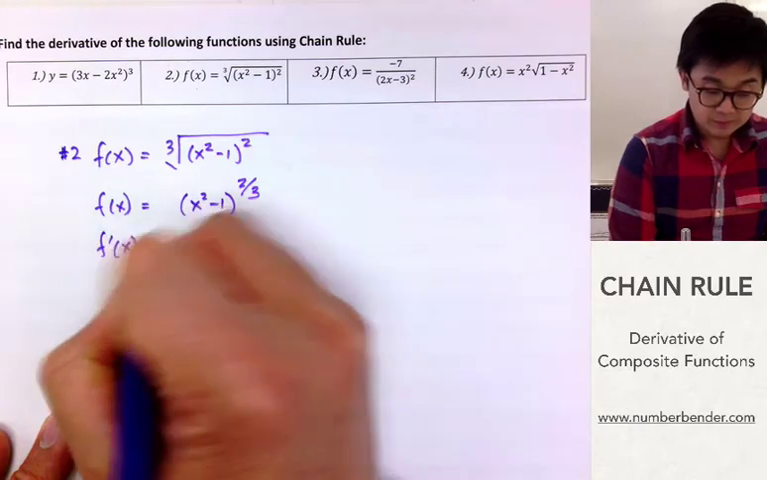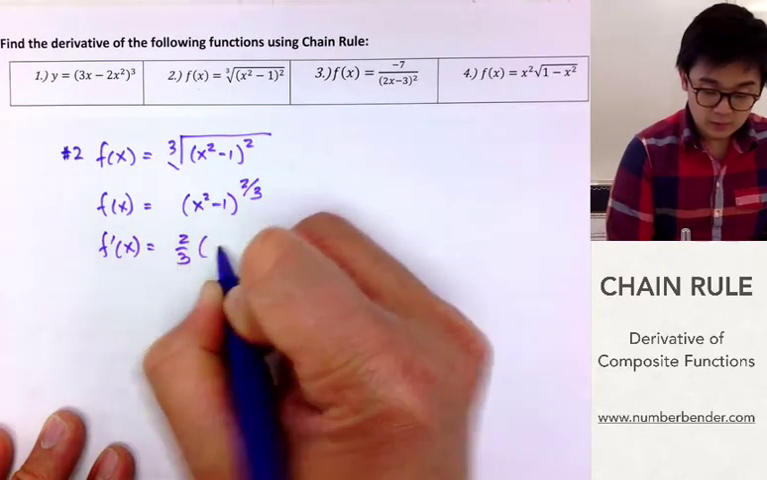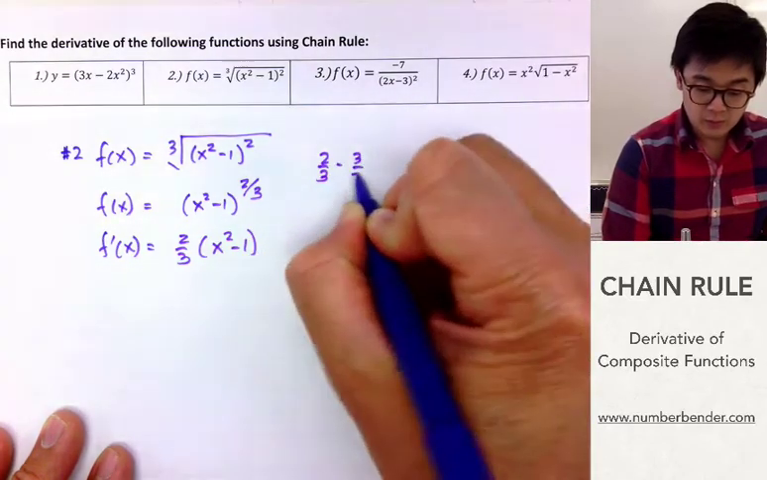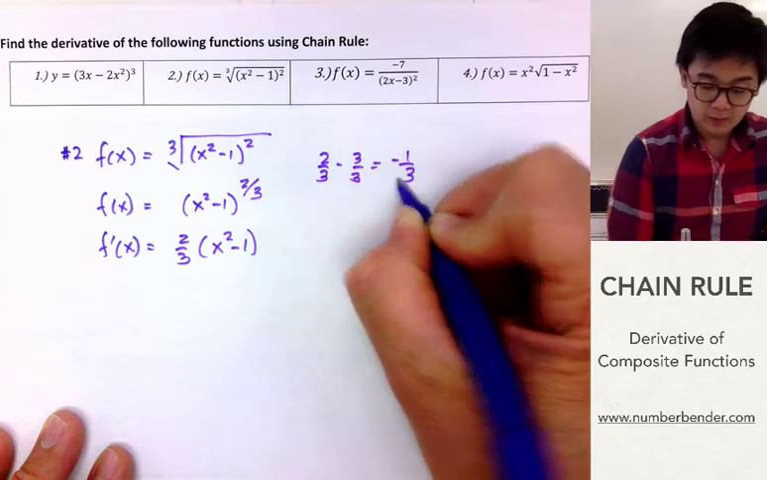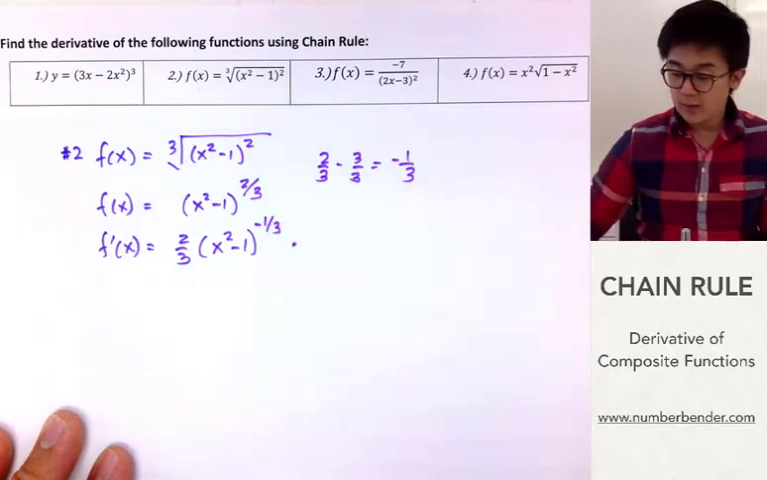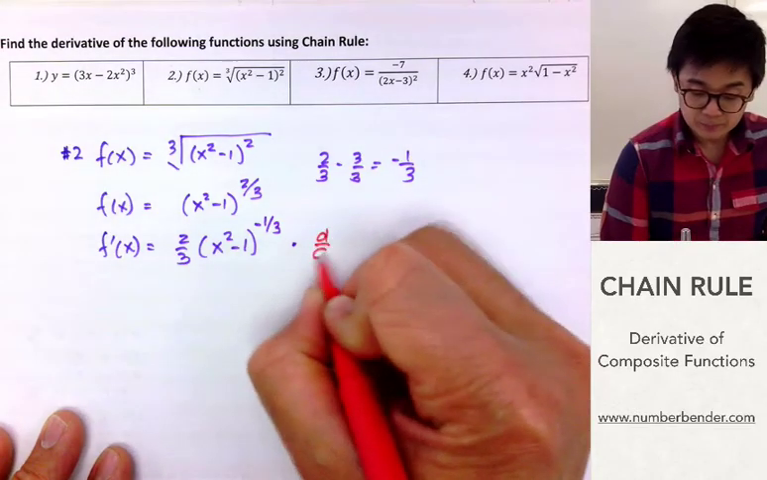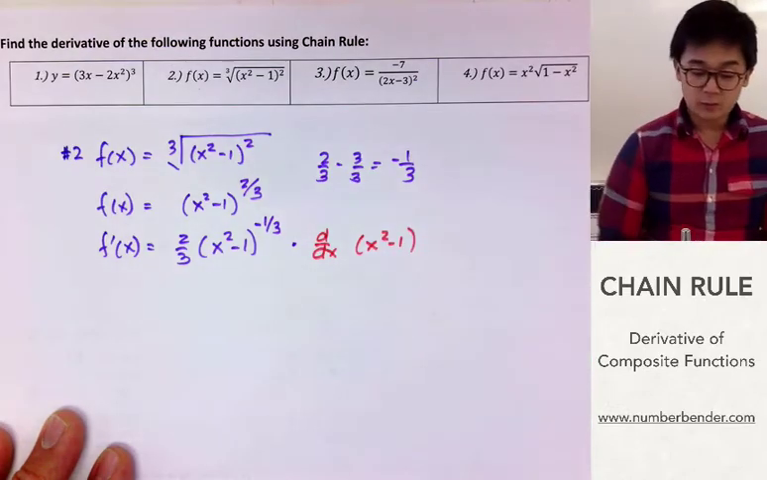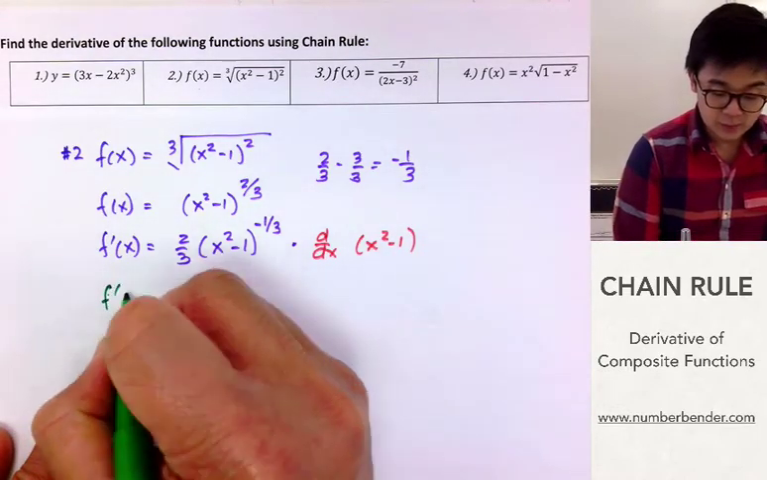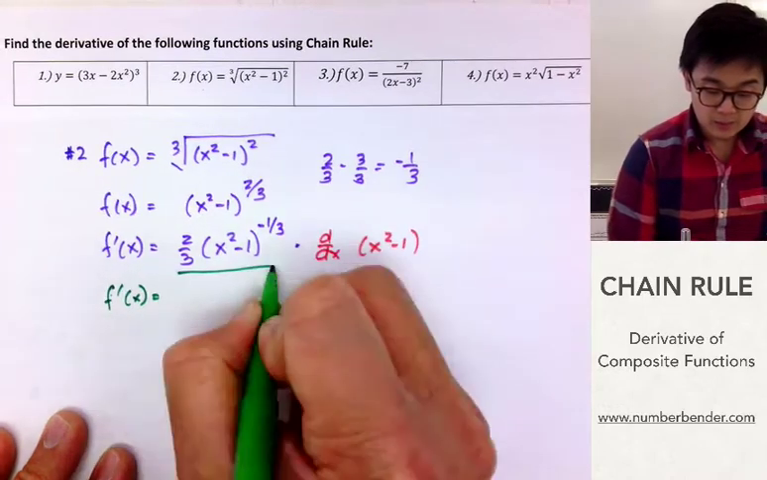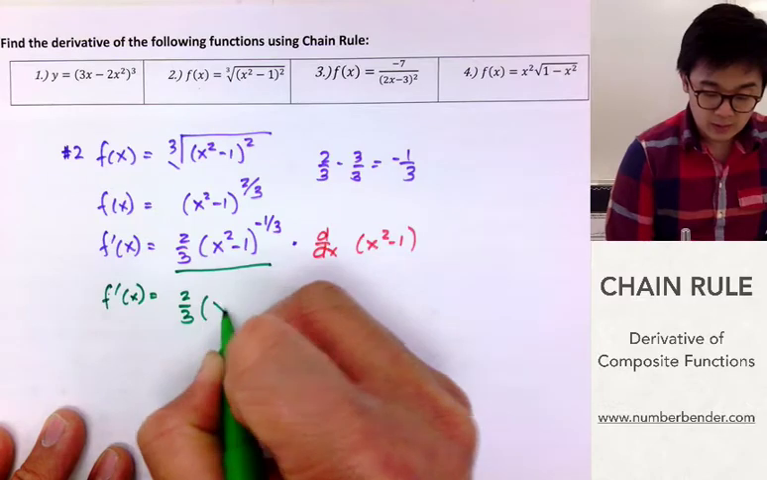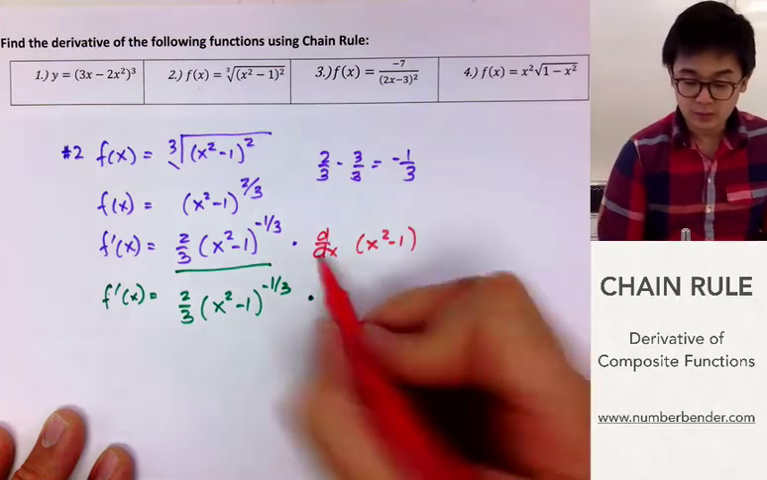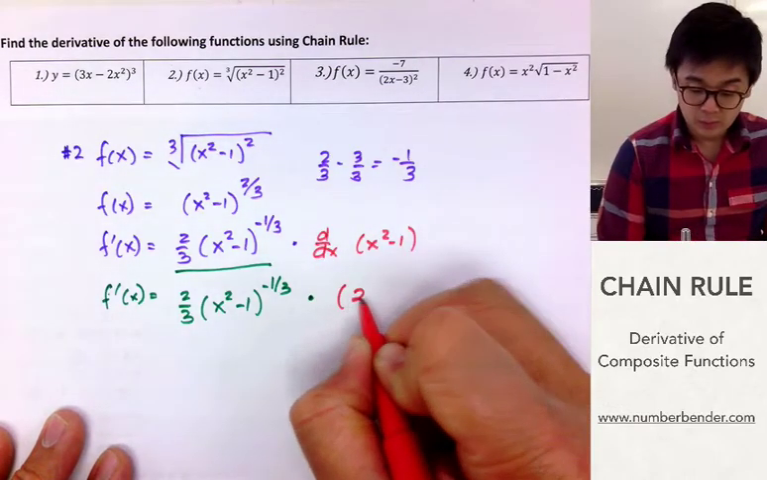So f prime of x is equal to 2/3 times x squared minus 1, and we know that 2/3 minus 1, which is 3/3, is negative 1/3. So this is negative 1/3, multiplied by the derivative of the inside, which is x squared minus 1. So in our next stage of the chain rule, we will copy this, which is 2/3 times x squared minus 1 to the negative 1/3, multiplied by the derivative of x squared minus 1, which is simply 2x.